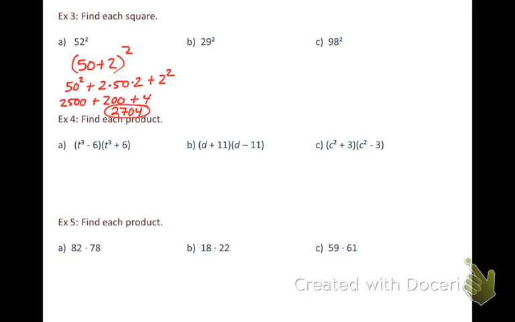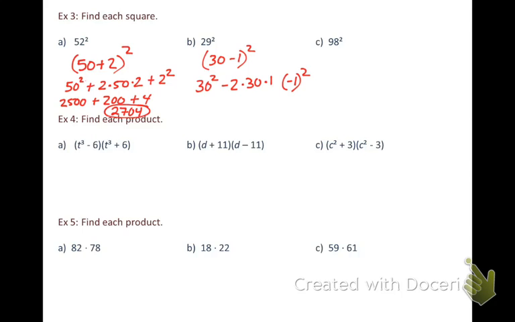B. Again, we're going to round 29. The closest round number is 30, so we're going to go 30. And what can we get? 30, we need to subtract 1 this time to get 29, and then we're going to square it. So you're going to go 30 squared minus 2 times 30 times 1. And then we're going to square negative 1.